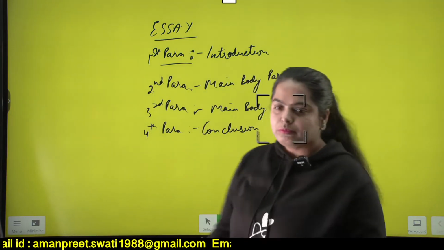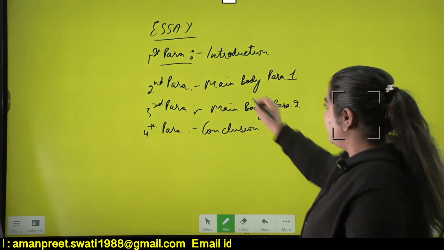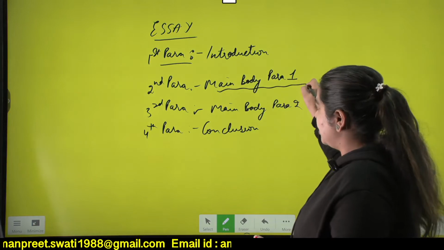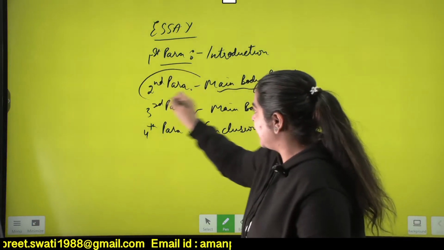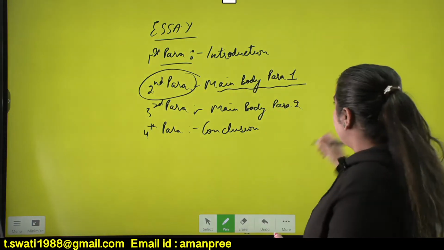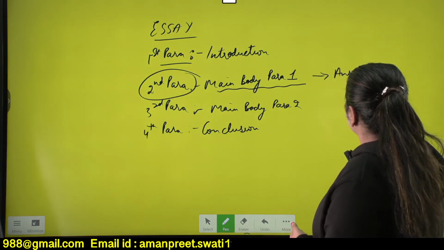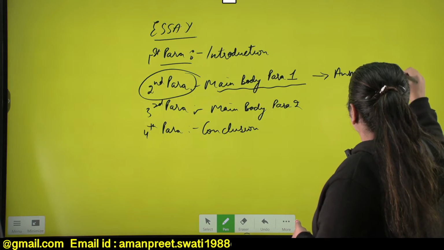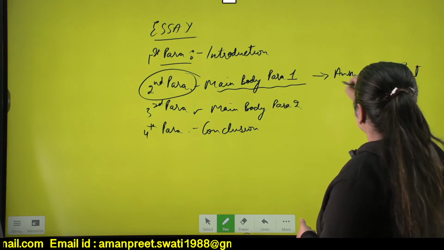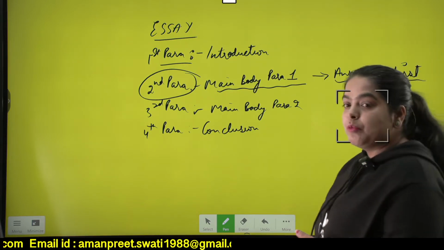So now that's really very important. If I specifically talk about main body para 1, which is also referred to as the second paragraph, you are supposed to give the answer to the first question. What was our first question? How can we conserve these resources? So you have to give the answer here. And what was the second question?